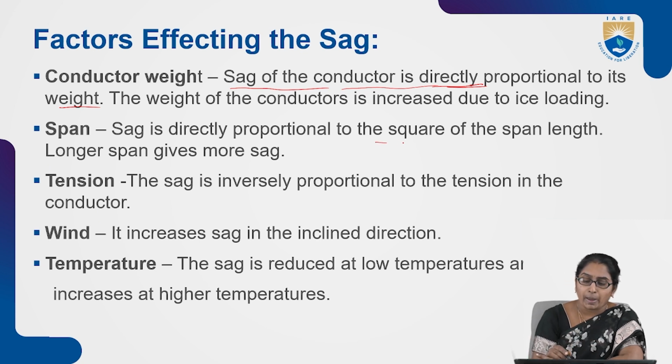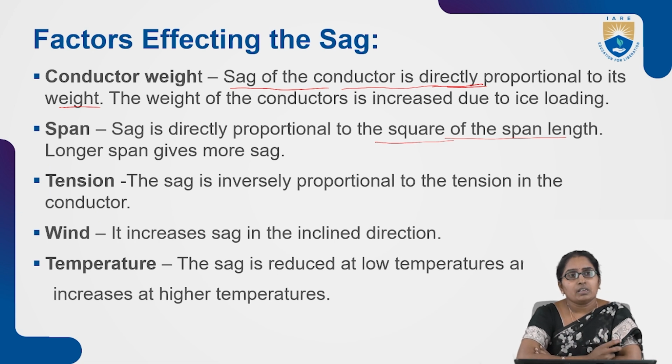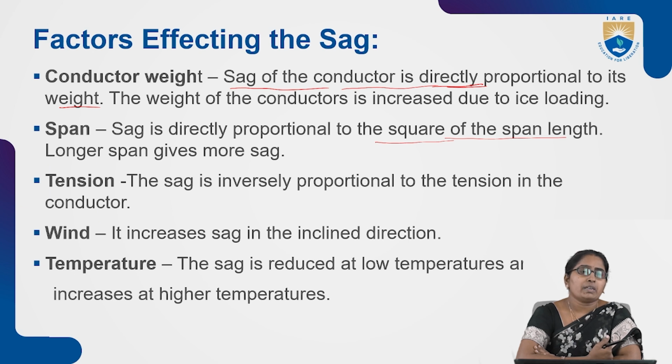Okay, square of the span length. So it is also directly proportional. Sag is directly proportional to the square of the span. It varies with the square. So that means if we increase the span by 2 meters, then let us say the sag is going to increase by 2 power 2, 4 times. So that is how it is directly proportional. So longer span gives more sag.